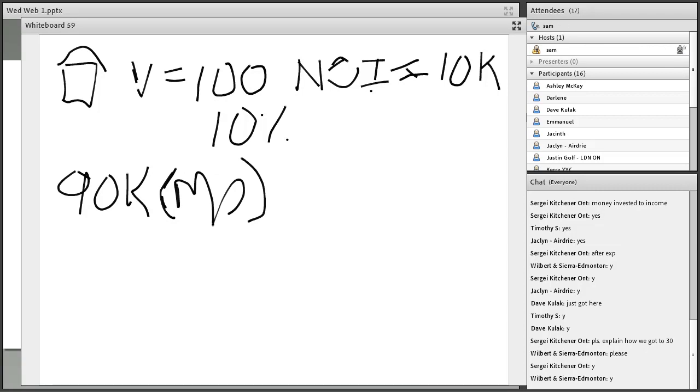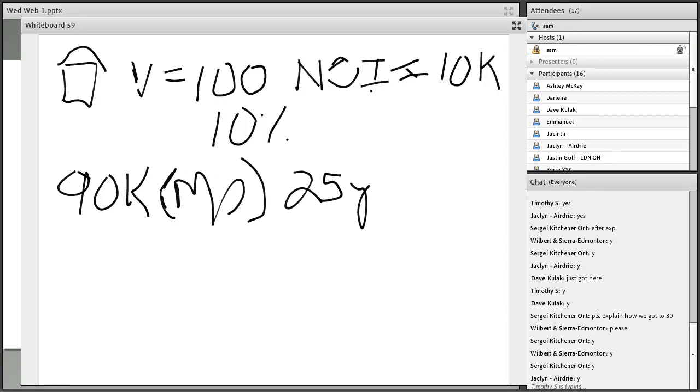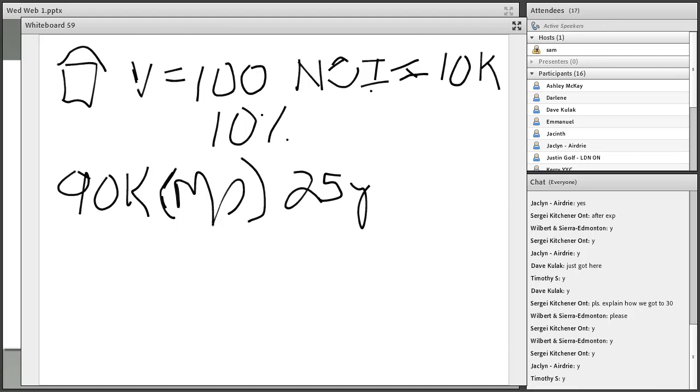The mortgage, let's say, is a 25-year mortgage. Okay? That's amortization. Does everybody know what amortization is? Amortization is how many payments this is broken up over. Okay?